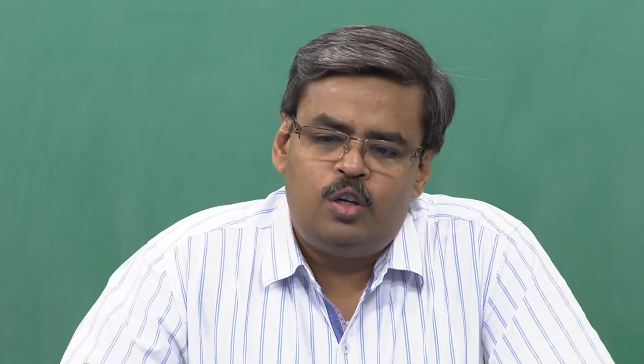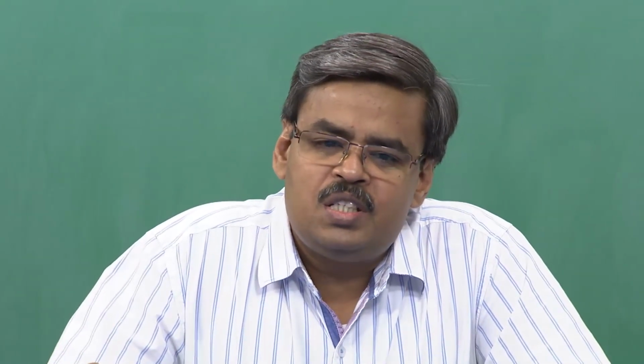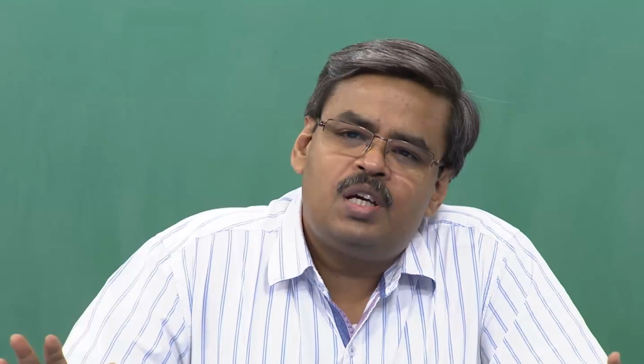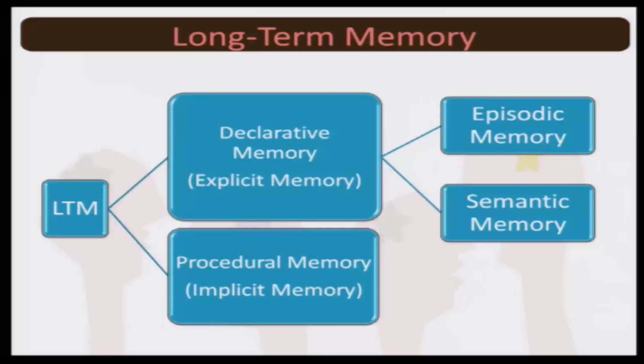Till now we have talked about episodic and semantic memory, which are basically part of the declarative memory. It is also called explicit memory. Let us now come to the implicit side of the memory, what is called procedural memory.